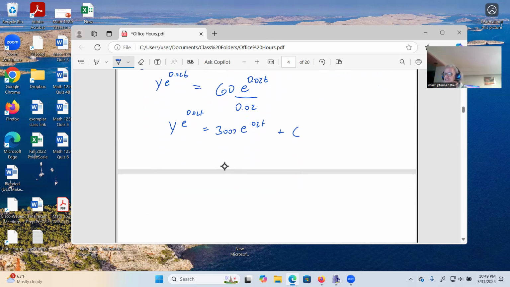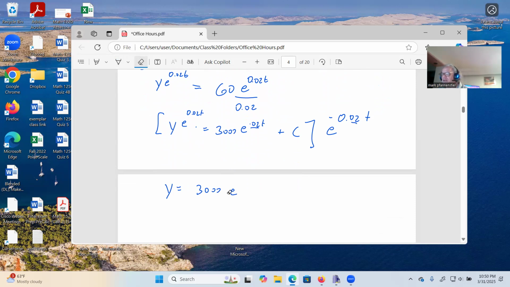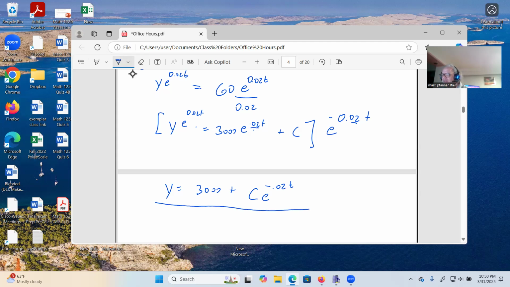We wanted to solve this in terms of y. So what I'm going to do to both sides, again, there's a lot of algebra going on here, is multiply by e to the negative 0.02t. What's that going to do? y equals 3,000, because that gets rid of this. The exponents are going to add together, so this is just going to be a 0, and e to the 0 is just 1. So it's just 3,000 times 1, plus C e to the negative 0.02t. And that's what we have for this.